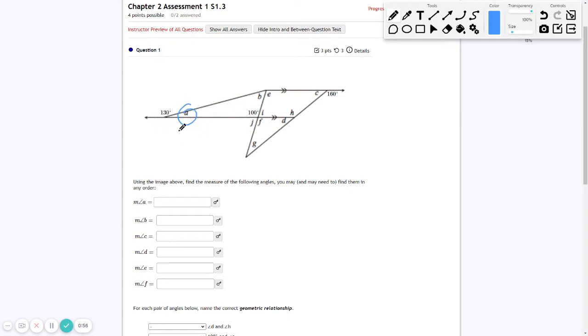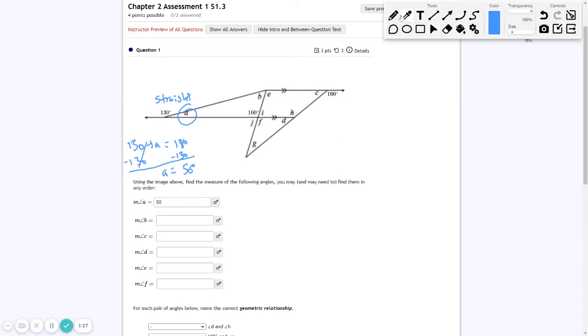If I see this 130 degree angle measure here, these two angles make a straight angle. So what that means is they add up to 180 degrees. So 130 plus A gets me 180. In order to solve for A, I need to subtract 130 from both sides. And so I get A is equal to 50 degrees. Very straightforward there. Nothing too fancy. So it's going to be 50 degrees.